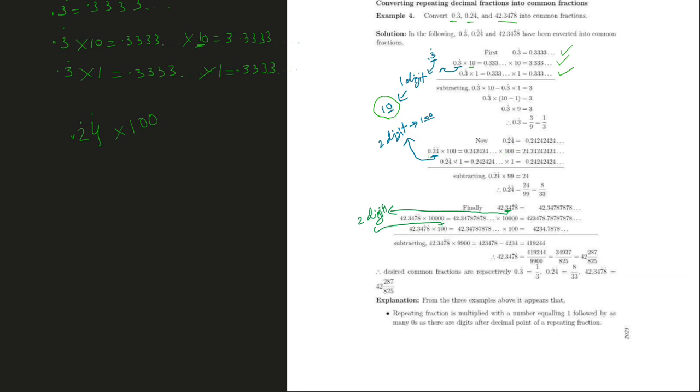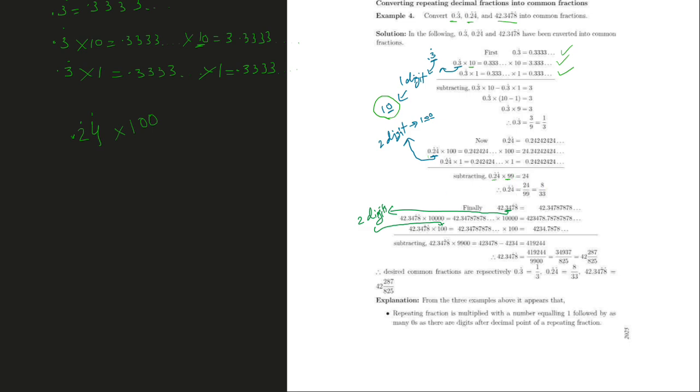Okay, so here in 0.24, it's the same thing. They multiply with 100 and 1, and they take 0.24 as common, and that leaves 100 minus 1, which is 99. And here what they have is actually 24, because 24.24 minus 0.24 is 24. They divide 24 by 99, and what they get is 8 by 33.